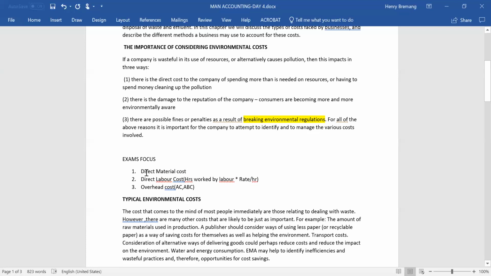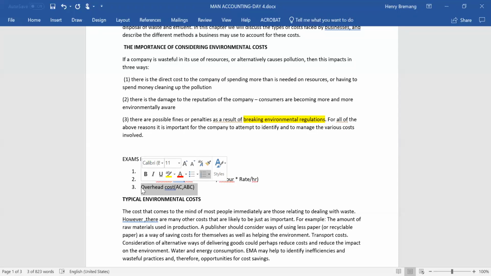So direct material cost calculation will not pose a challenge for the student. Direct labor cost calculation will not pose a challenge for the student. But when we come to overhead valuation, that is when we need the student to really recall issues of absorption costing and activity-based costing. So when questions like this come in the exam, mostly in past questions, the examiner fuses environmental costing with life cycle costing, activity-based costing or absorption costing. So students are to know the interrelationship between these topics.